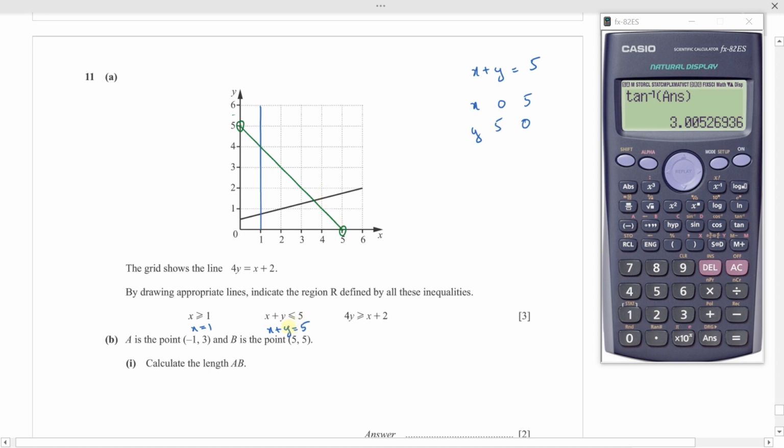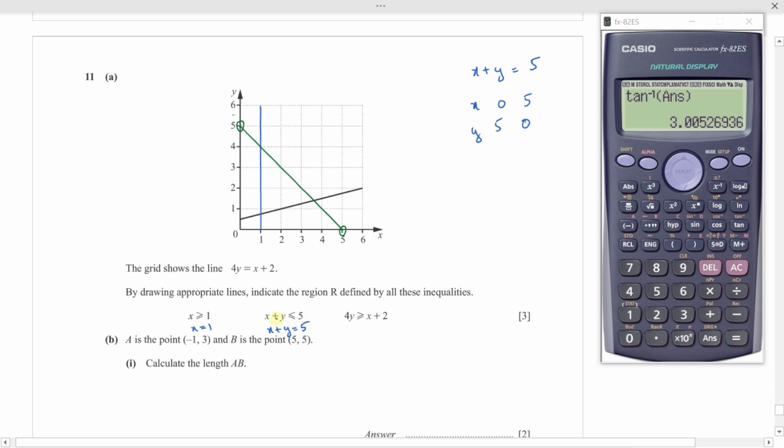So this is your line, x plus y equals 5. And then the third inequality is 4y is greater than or equal to x plus 2. So this line is already given. Now you have positive coefficients of y in all of these equations, so you don't need to worry about this.